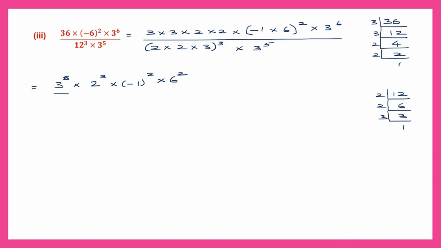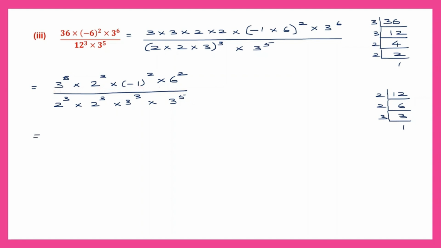Then in the denominator, what do we have? Now here also, as you can see, all these are raised to the power of 3. That means each one is raised to the power of 3. So let's write that first. So that is 2 to the power of 3 into again 2 to the power of 3 into 3 to the power of 3 into 3 to the power of 5. Okay, now what we are going to do is we are going to get the prime factors of 6. So we'll write everything else as it is and write this prime factor once we complete this.